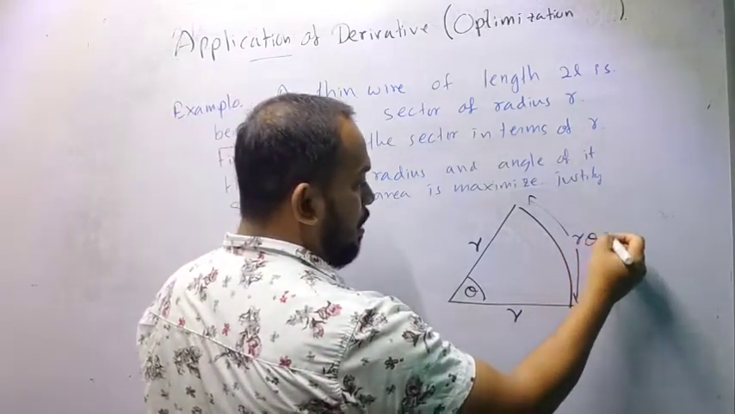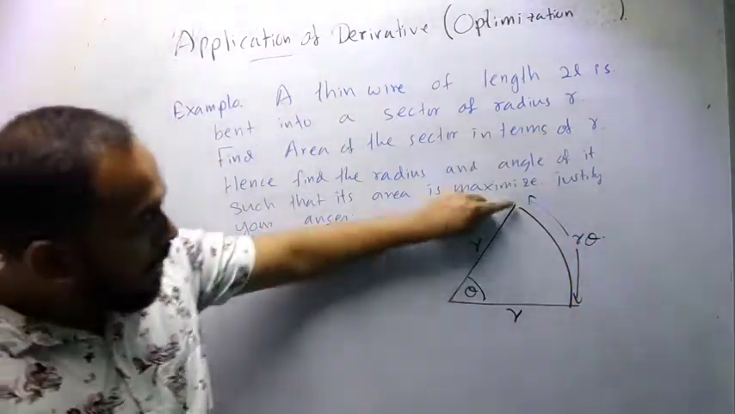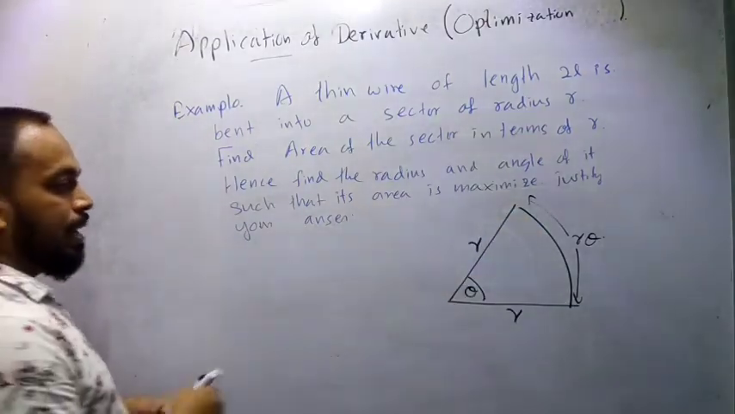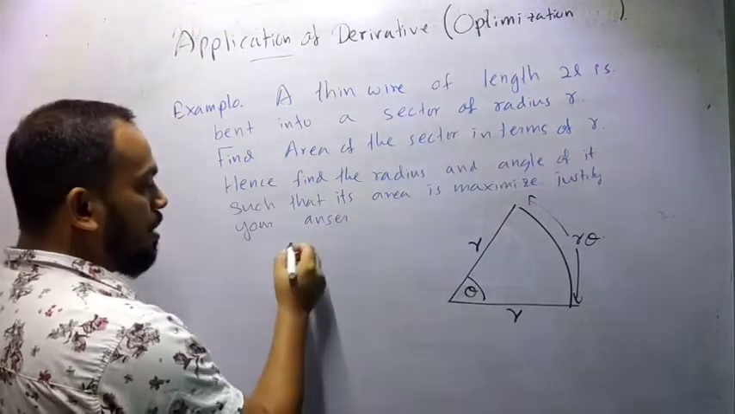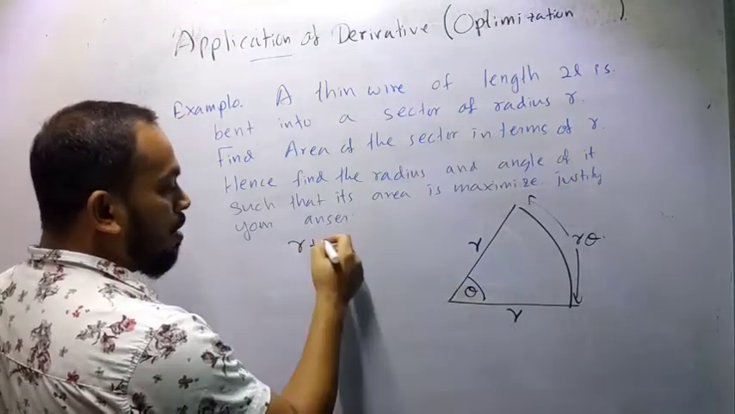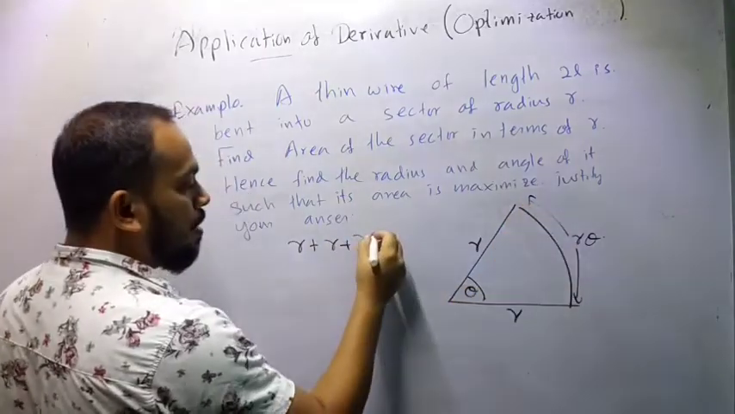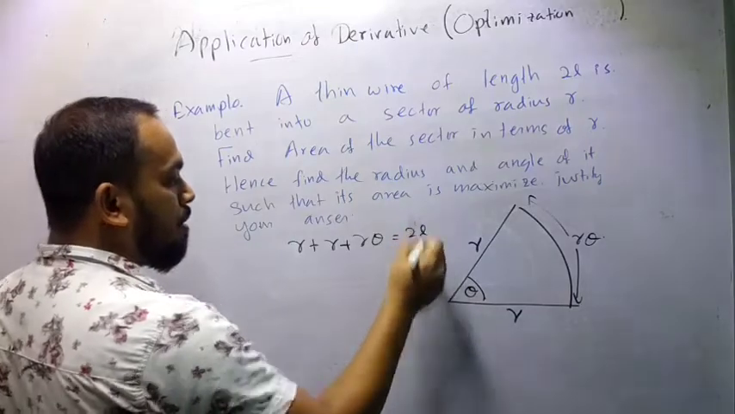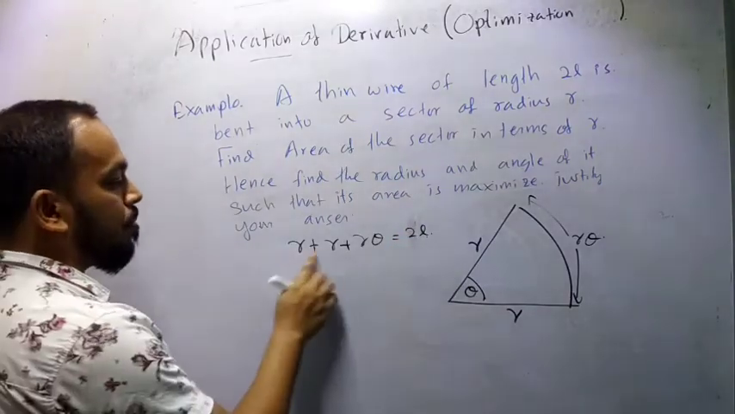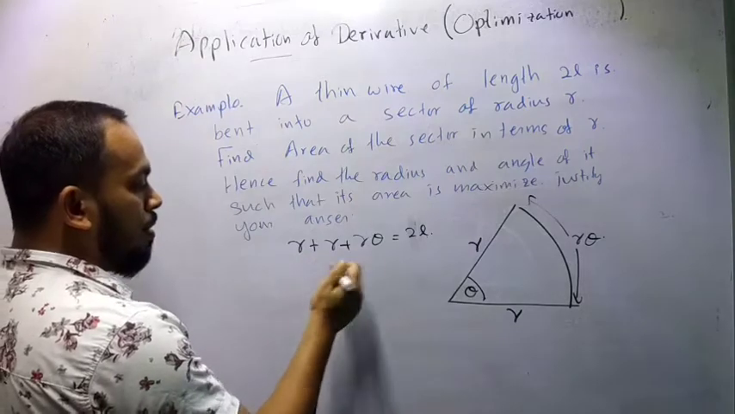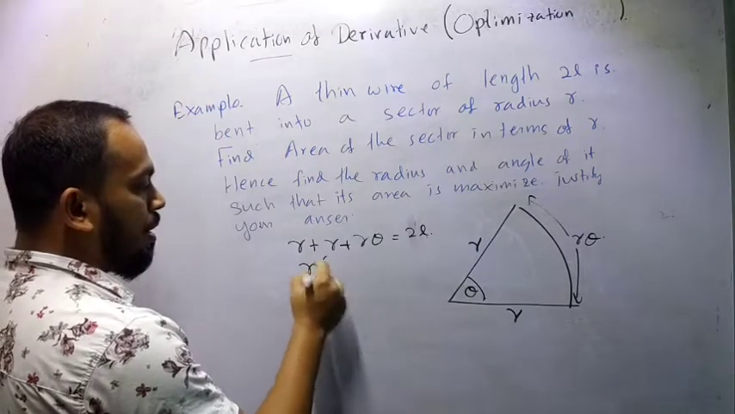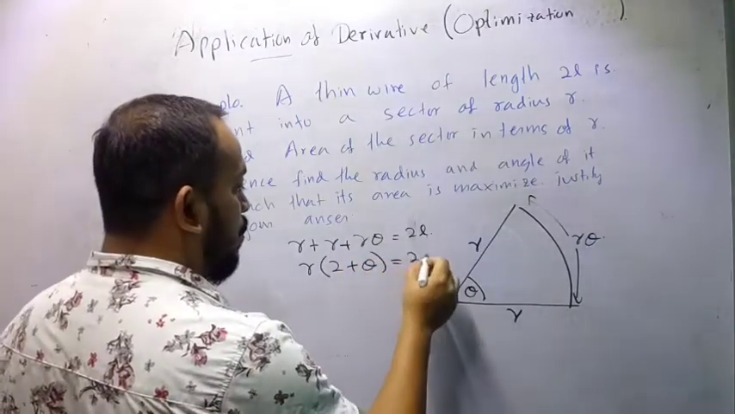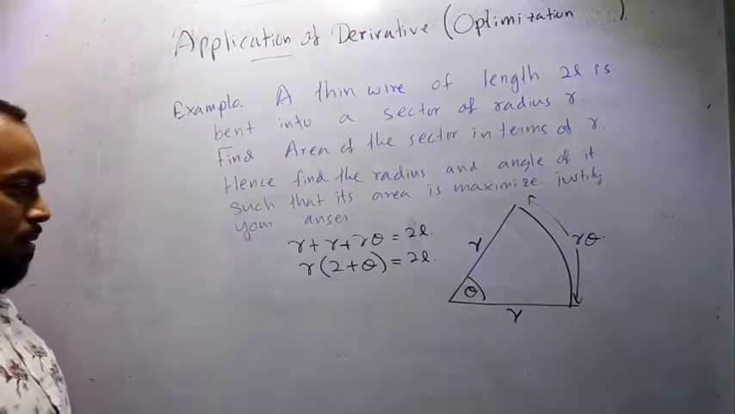This is r theta. So this is the wire. Now this is the wire, right? So it is bent into a sector. Now what is the restriction? The restriction is r plus r plus this length r theta is equal to, sorry, 2L. So here I have 2r. Then if I take r outside, I get r times (2 plus theta) is equal to 2L.